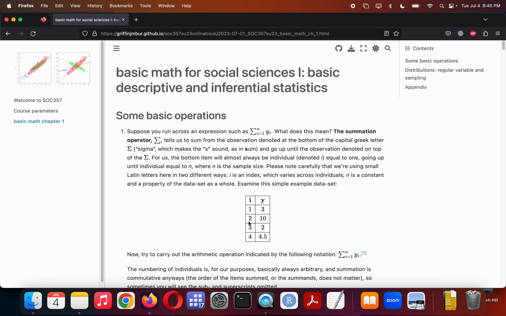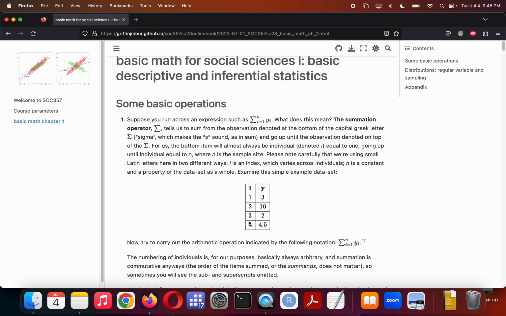So here I put up a simple data set, and by the way, this is a textbook effectively that I wrote. We've got the simple example data set here. We've got individuals 1, 2, 3, and 4, and I want you to try to carry out the arithmetic operation indicated by this notation here. So you may want to pause the video at this point and make sure that you can do that. This won't be a useful thing to do by hand too often, but it's good to try it once. So try to pause the video here if you want, and then we'll pick back up.